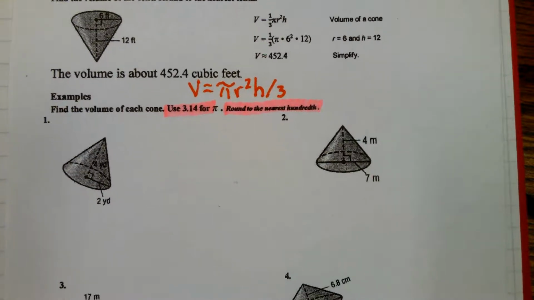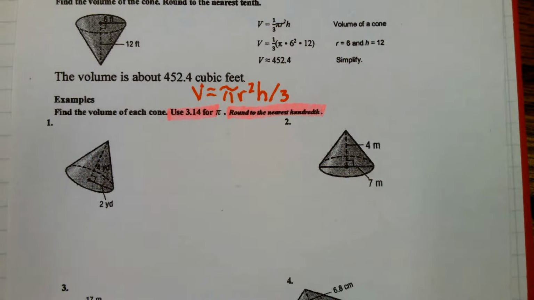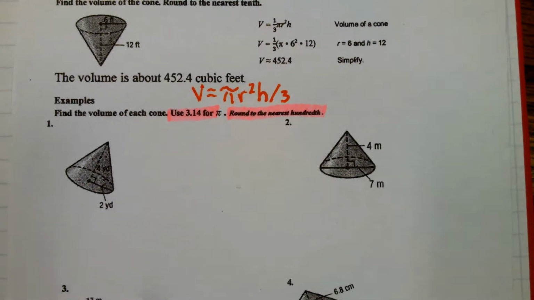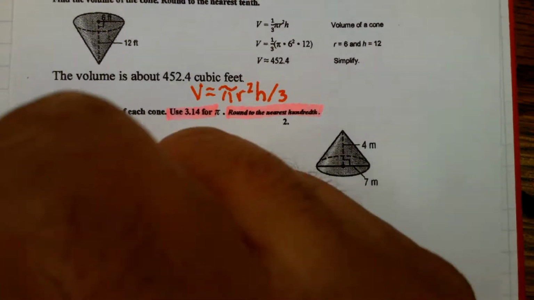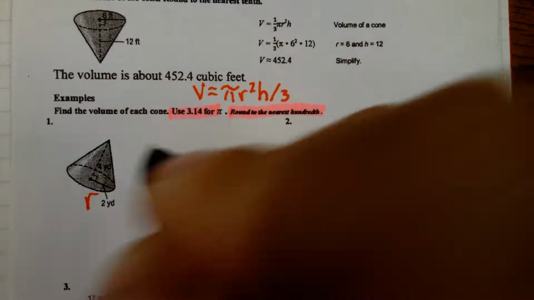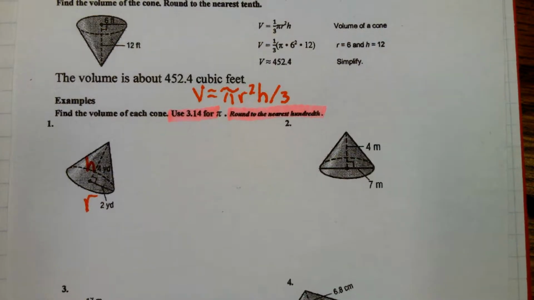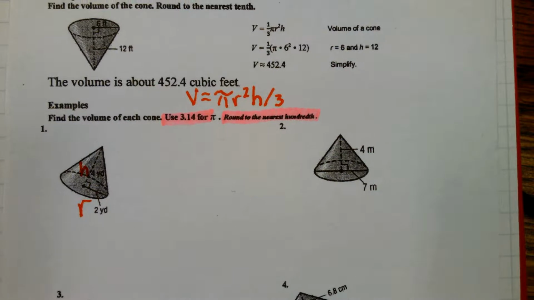Okay? So let's just get right to this. We'll start with number 1. Do we have a radius? Yes, we do. Do we have a height? Yes, we do. Okay, so we got everything we need. So let's start off by finding the exact answer. That means we're going to leave it in terms of pi. We're going to leave our answer with pi as the symbol, rather than the number.